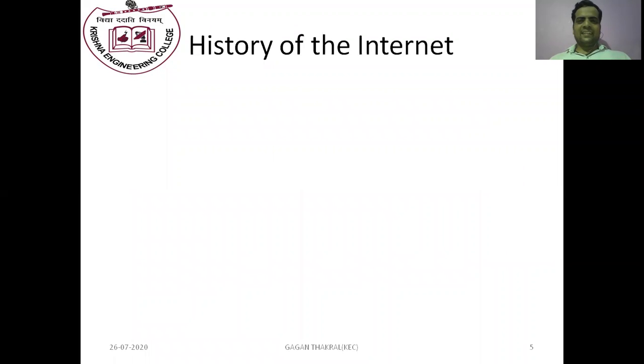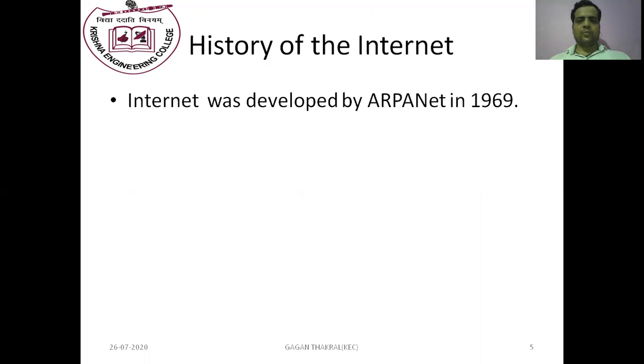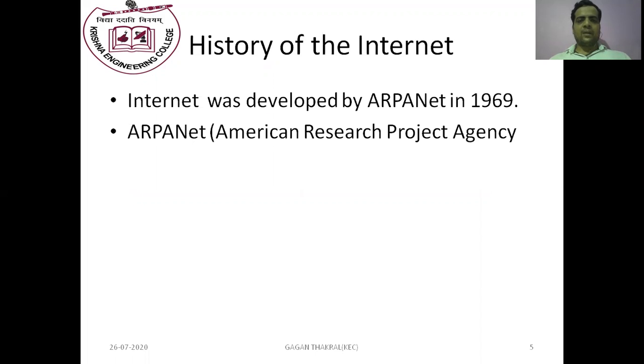Now we will discuss the history of internet. Internet was developed by ARPANET in 1969. ARPANET stands for Advanced Research Projects Agency Network. Initially, the American Army connected 4 computers for the exchange of data for army purposes. After that, these machines increased day by day, and finally we got internet.